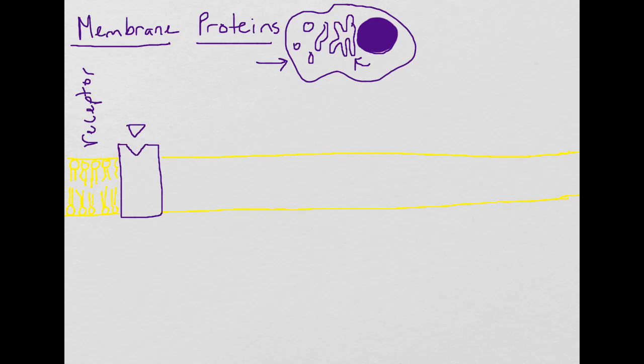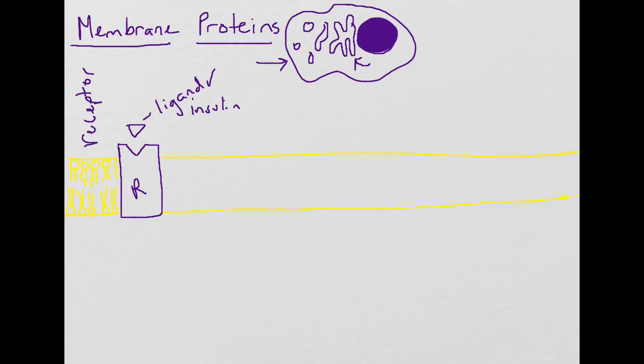Why is it a specific shape? Because its ligand, what binds to it, is specific. So these are one of those lock and key configurations. This is the receptor, and this is its ligand. They fit lock and key style. An example of this might be insulin as the ligand, and the receptor would be the insulin receptor.